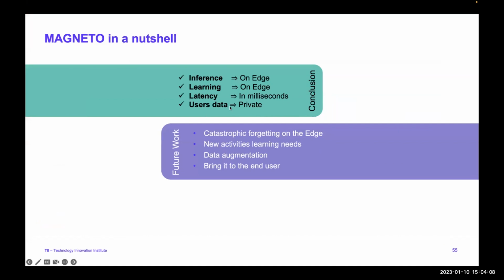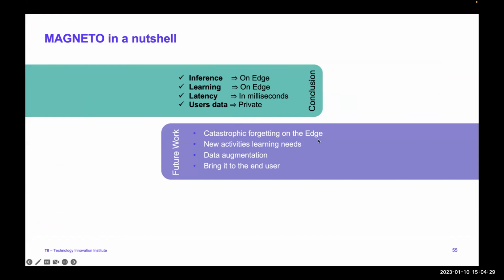So we are doing the inference on the edge. We are also doing the learning on the edge. There is some work to do in terms of performance, but the initial objective, I think, is achieved. There is no latency. In terms of inference, there is no latency, and the user data stays totally on the edge.